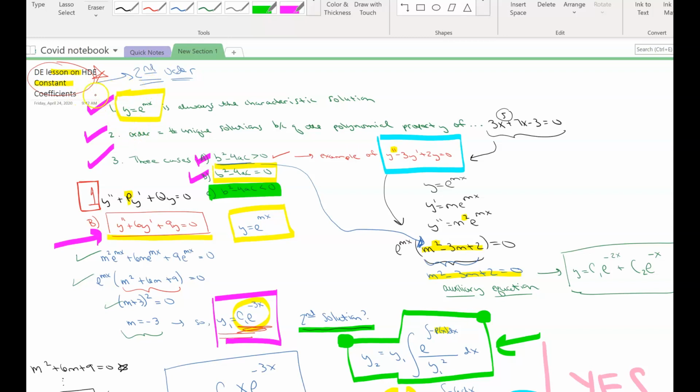we're talking about second order differential equations, homogeneous, with constant coefficients. So case 1 is when you have y equals e to the mx as the characteristic solution. That's when your auxiliary equation has 2 unique real roots, okay?